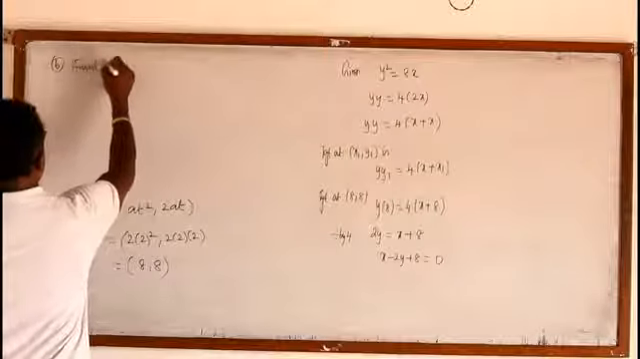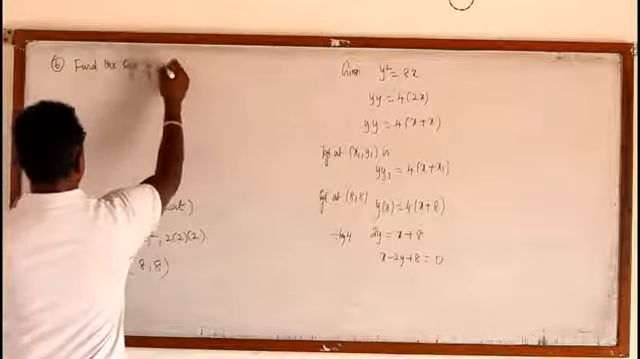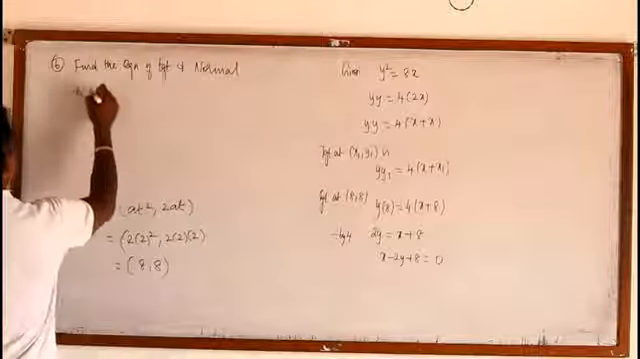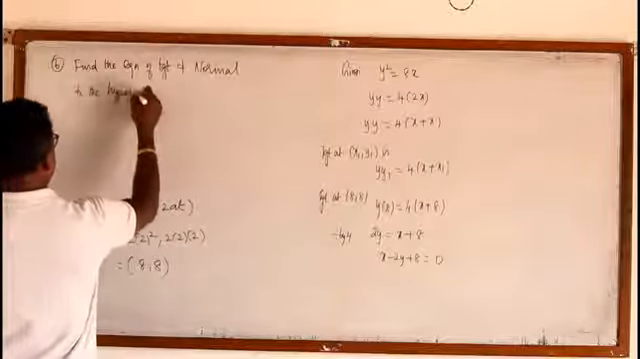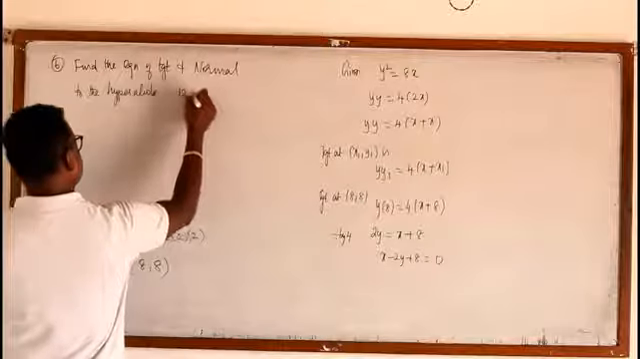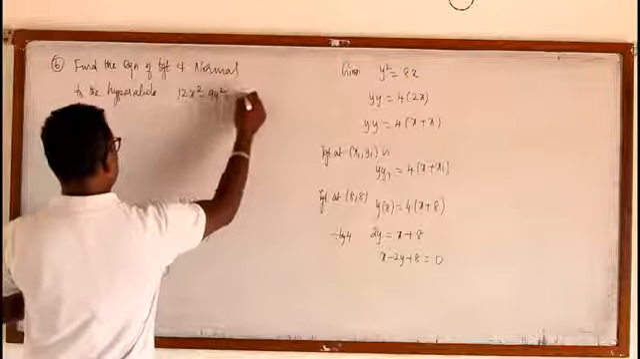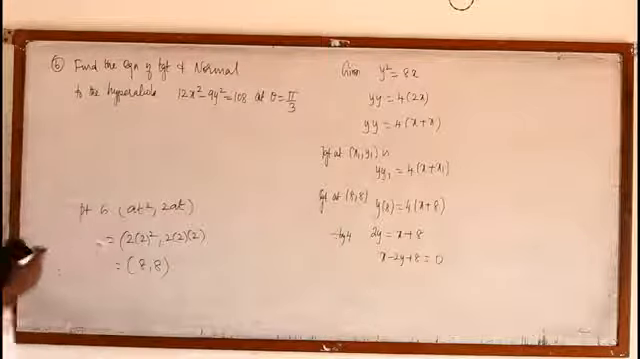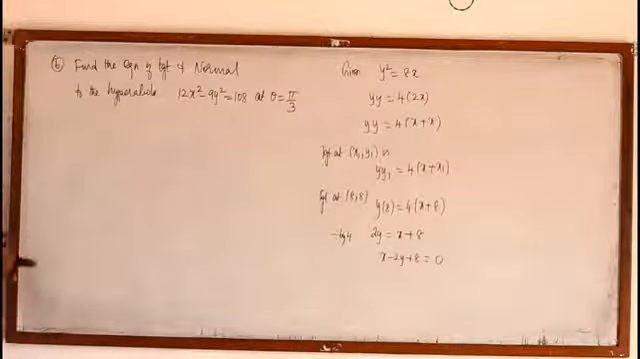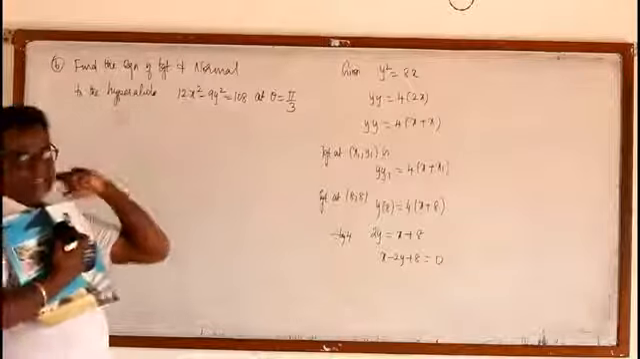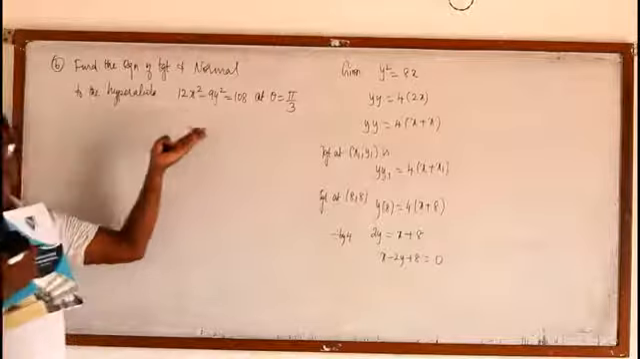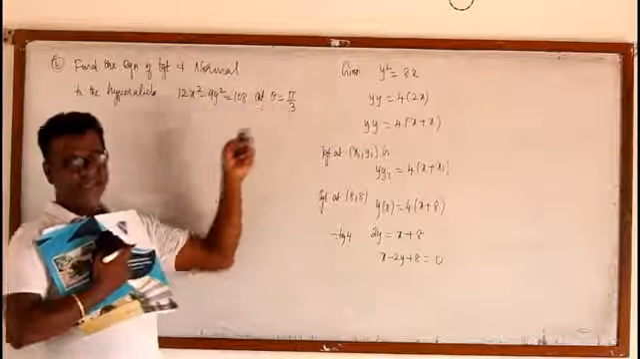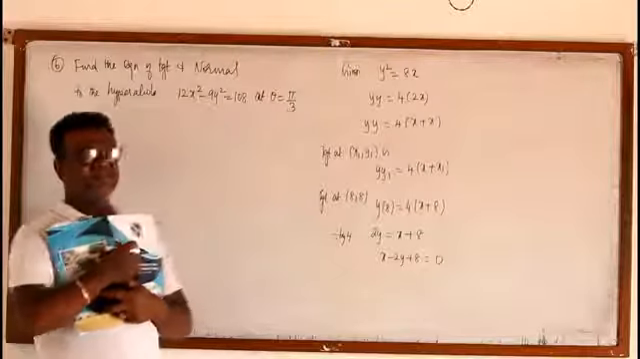Find the equation of tangent and normal to the hyperbola 12x square minus 9y square equal to 108 at theta equal to pi by 3. I am in need of only one tangent, so we shall go for splitting the equation and then write the equation of tangent. But before splitting the equation, I need the point, isn't it? So we shall first find out the point. We can find the point because they gave the theta value. Using the parametric equation of hyperbola, we can find the point now.